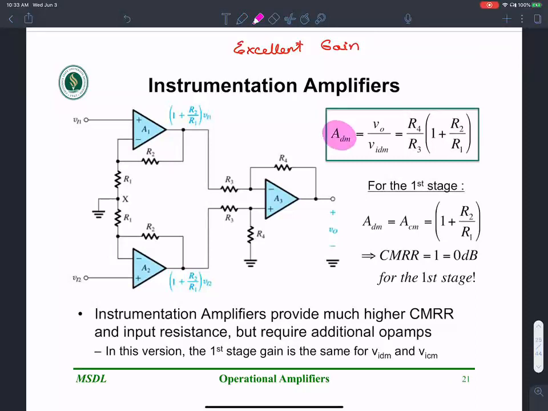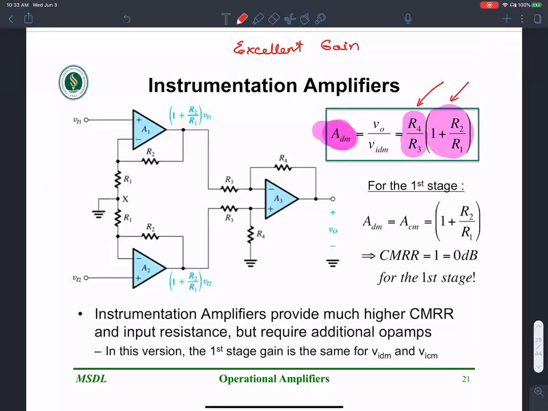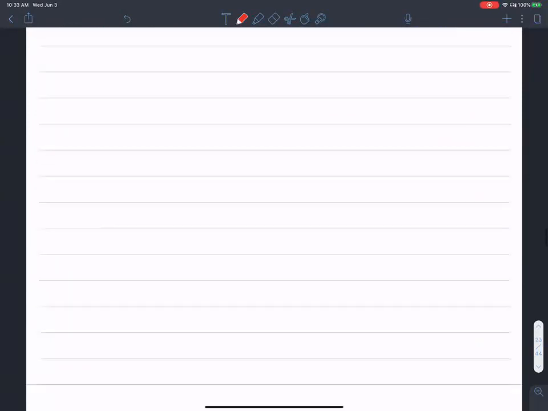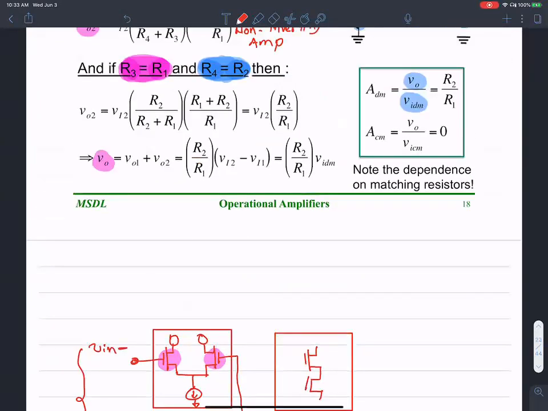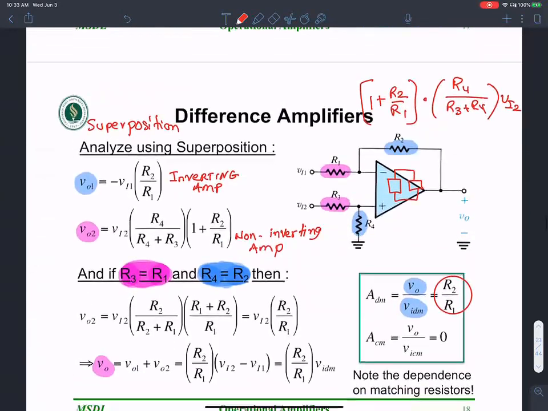So I'm going to behave like a lawyer here and start with the end in mind. If you look at the gain here, pay attention to the gain. The gain seems to be R4 over R3 times 1 plus R2 over R1. Pay attention to the difference amplifier that we saw earlier. What was the gain of the difference amplifier? The gain of the difference amplifier was R2 over R1, right? That is for a simple difference amplifier.